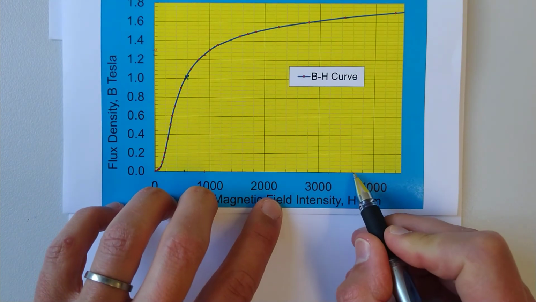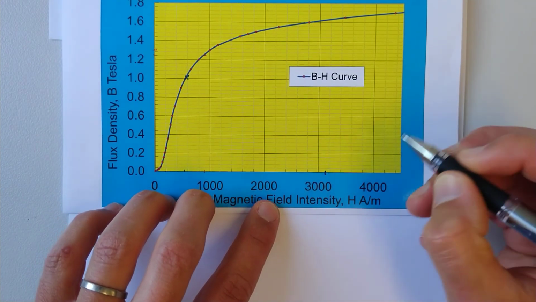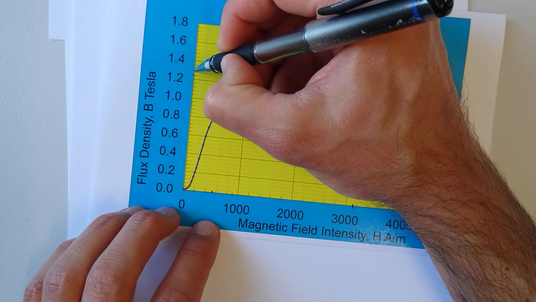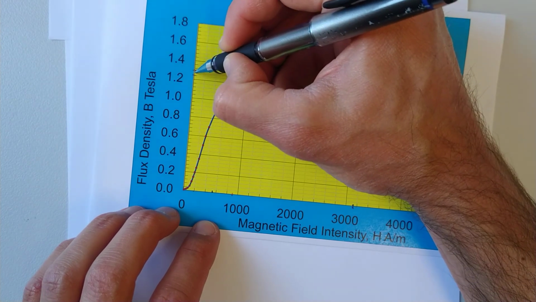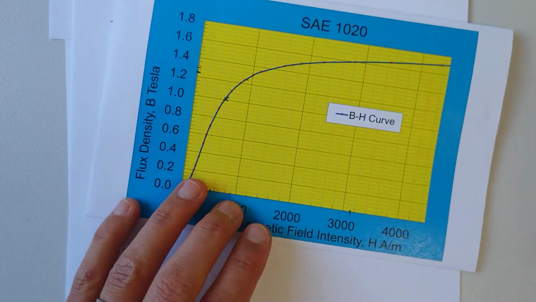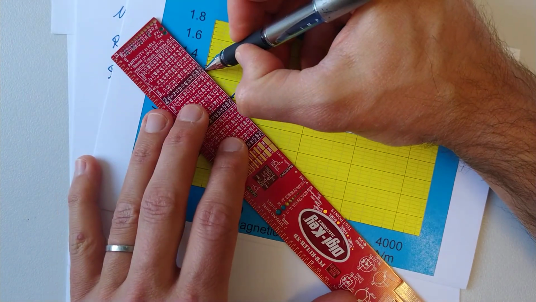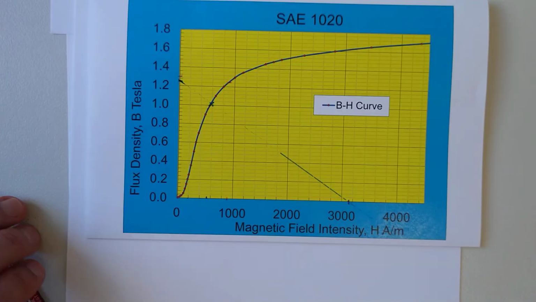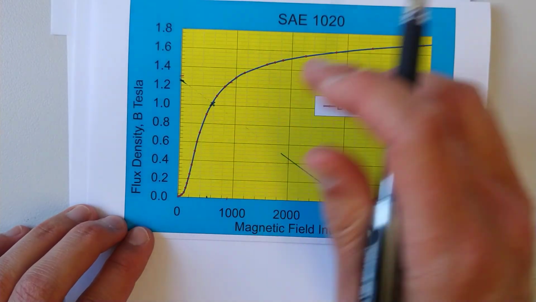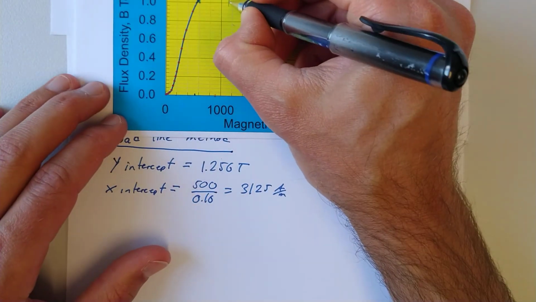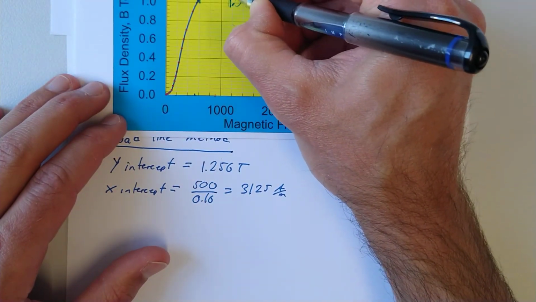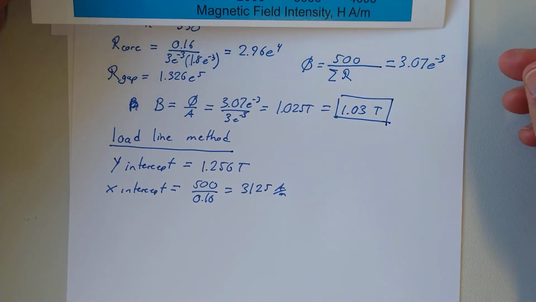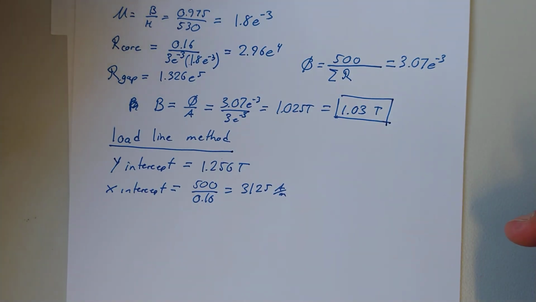3125, 1.256, we already have. There. Got our ruler. And it's pretty much bang on. And I've done this in Excel, and we get 1.04 using the load line method. So our guess and check method got us there, and both methods work, though the load line method is quicker when you can use it, but you can't always use it.